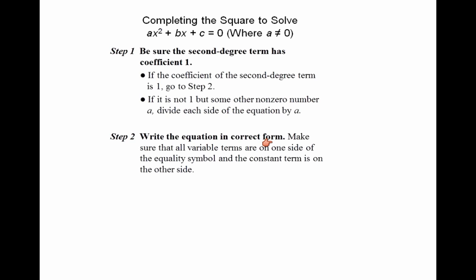Step number 2 is to write the equation in correct form. Make sure that all variable terms are on one side of the equation.